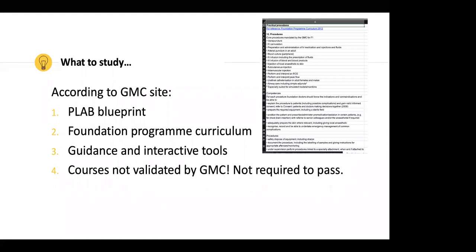In terms of courses, I can't talk about them much because I haven't attended one, but from what friends have said, some found them useful, some didn't, and some still failed. So it's really up to you whether or not you attend a course. It's just something to bear in mind that the courses are not validated by the GMC. The GMC is not monitoring them, and they are not a requirement to pass.